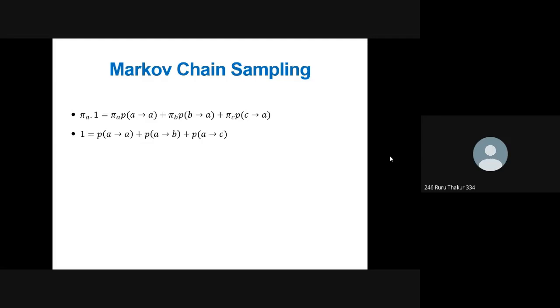So when we substitute this value into the first equation, where we've written pi of A into 1, and by multiplying and then canceling out the common terms, we get this. This is what is called the global balance condition, which is a necessary condition for the Monte Carlo algorithm. However, it can be further simplified by separately considering the transition probabilities from A to B or B to A, and A to C and C to A.